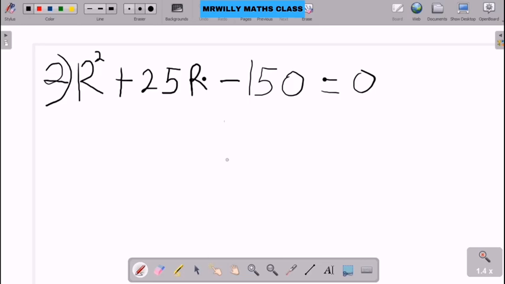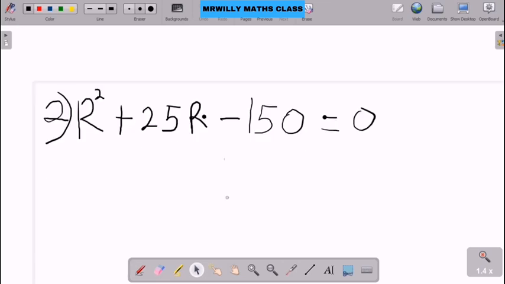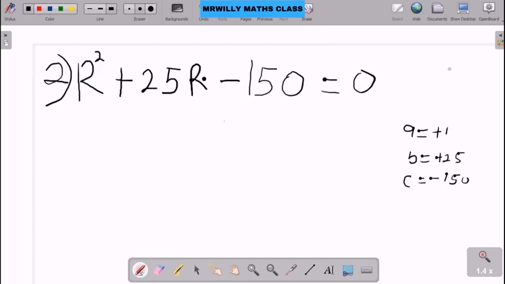According to the question here, our a is the coefficient of r square. And what's the coefficient of r square? The coefficient of r square is plus 1. So that will be a is what? Plus 1. While your b is what? Plus 25. While your c is minus 150. Now, the next step is that you will multiply a and c together.